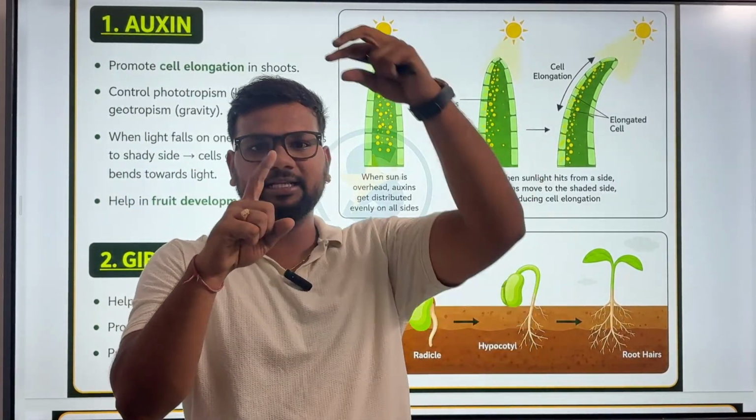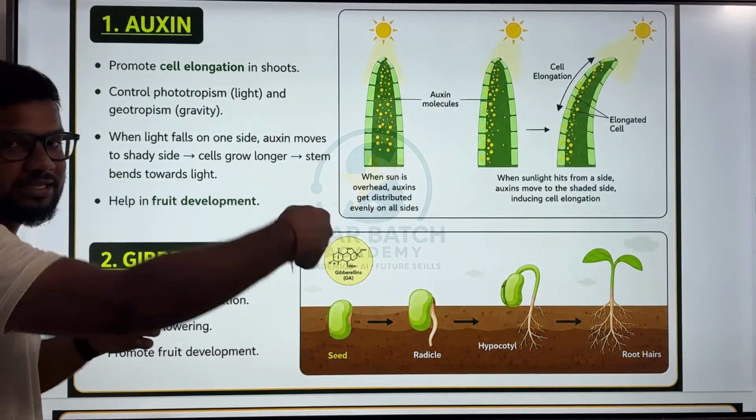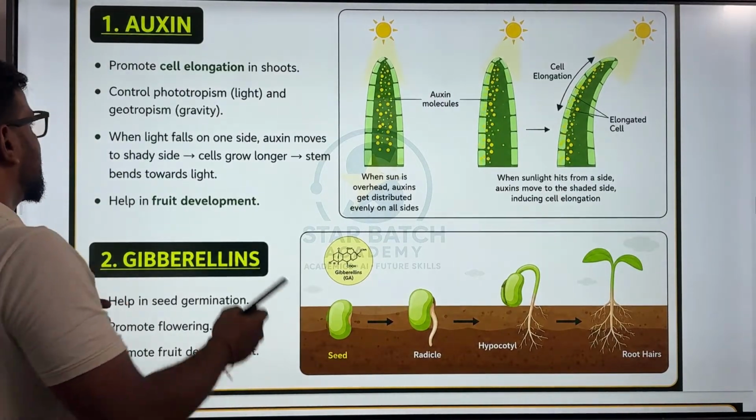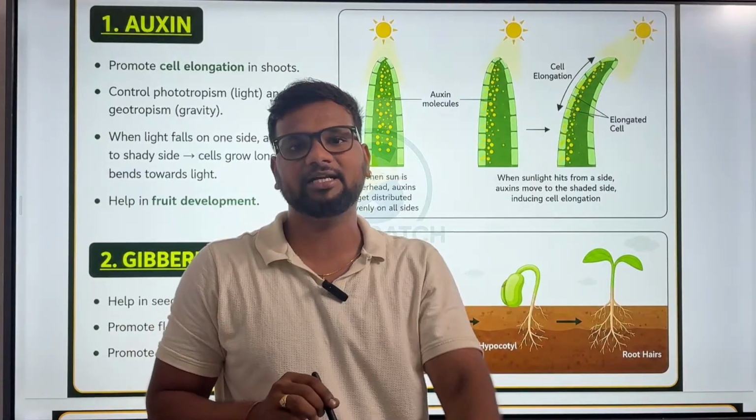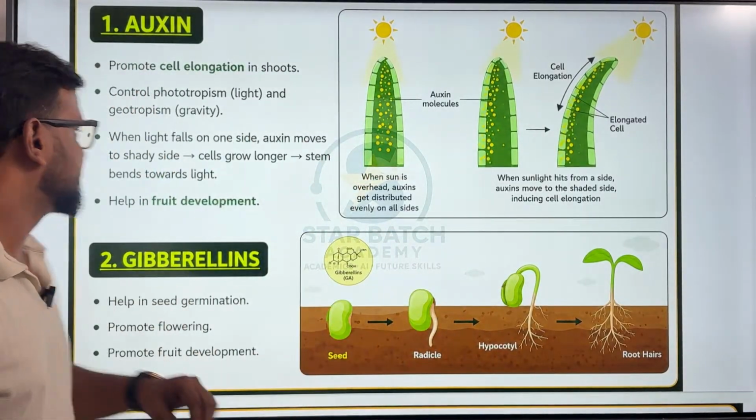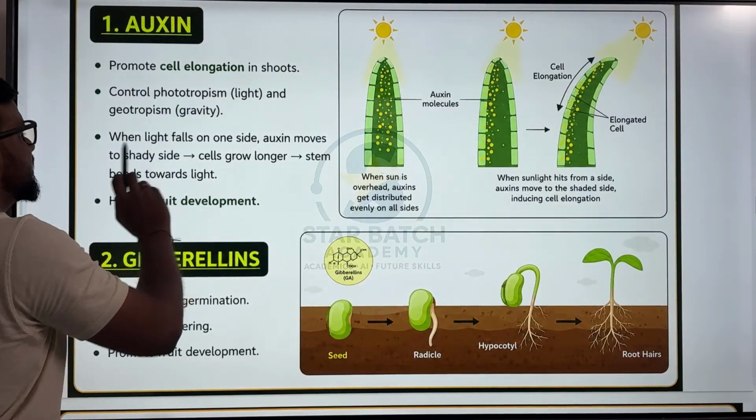If the light is on this side, the growth is on this side; if the light is on the other side, the growth is on the other side. It keeps responding to the stimulus. Clear? And also geotropism, geo means gravity, towards the gravity. Okay, it pulls towards the gravity. When the light falls on one side, auxin moves to the shady side.